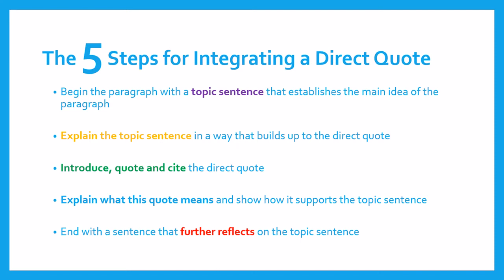After you've done that, you explain what this quote means and show how it supports the topic sentence. And then you end with the sentence that further reflects on the topic sentence. So overall, these are the 5 steps for integrating a direct quote. Let me show you what those 5 steps look like in a real paragraph.